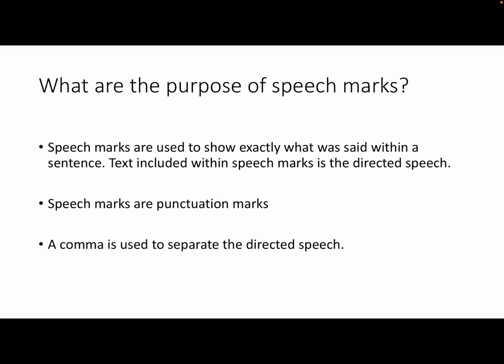So what is the purpose of speech marks? Speech marks are used to show exactly what is said within a sentence. So we need to know exactly what is being spoken by something. The text included within the speech marks is direct speech. So anything that is within the speech marks is being spoken by the character. If it's not being said by the character, do not put it in the speech marks. Speech marks are forms of punctuation marks, and a comma is used to separate direct speech. That's something we'll cover a lot more next week. That can get pretty tricky.